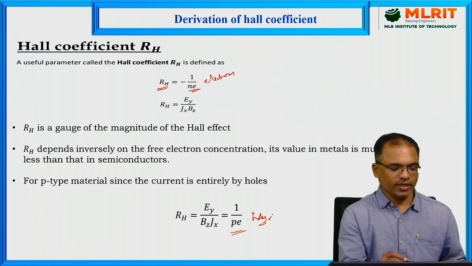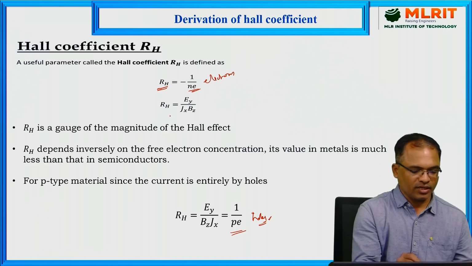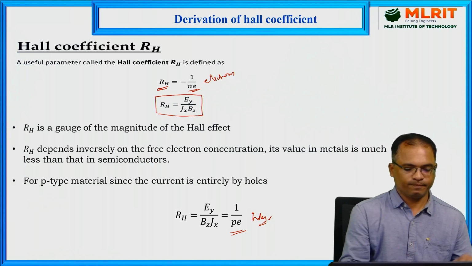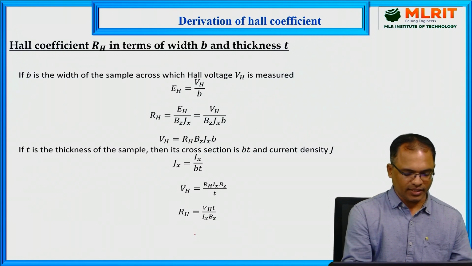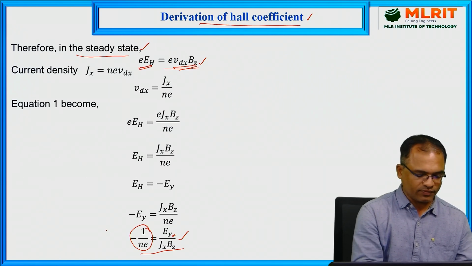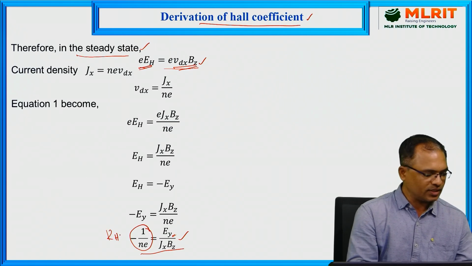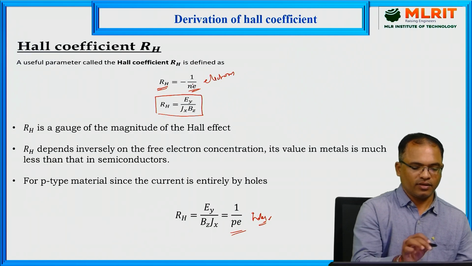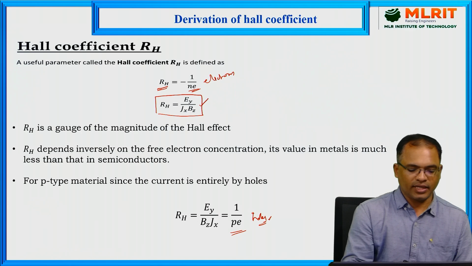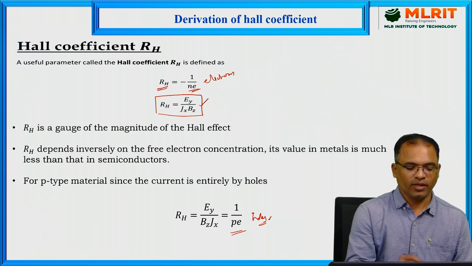So here, finally, using the above expression, we can write Hall coefficient with this equation as minus 1 by Ne. This minus 1 by Ne we are going to replace with RH. So, using this symbol for minus 1 by Ne, we can write finally RH or Hall coefficient equal to Ey by Jx Bz.